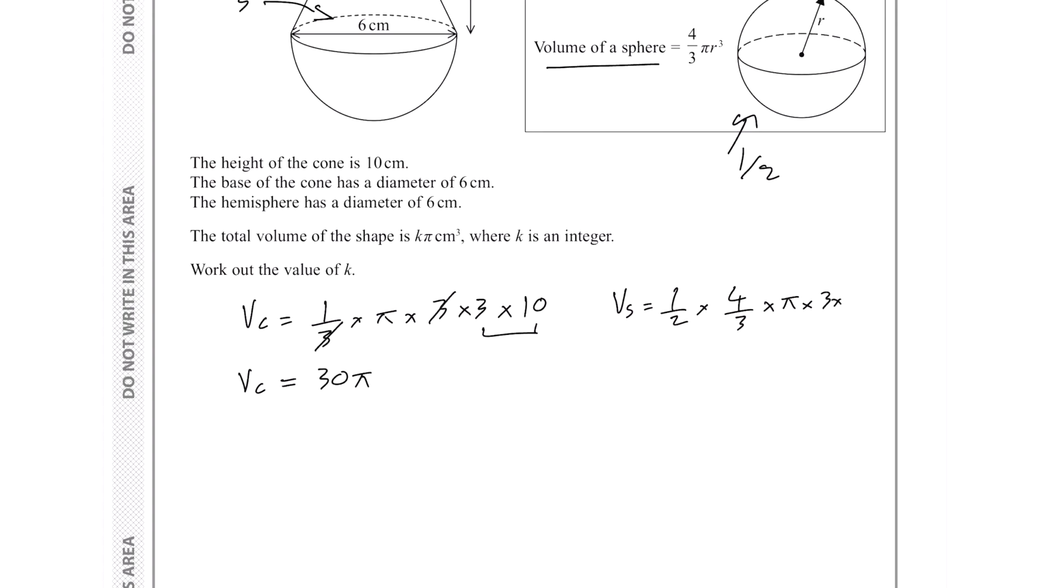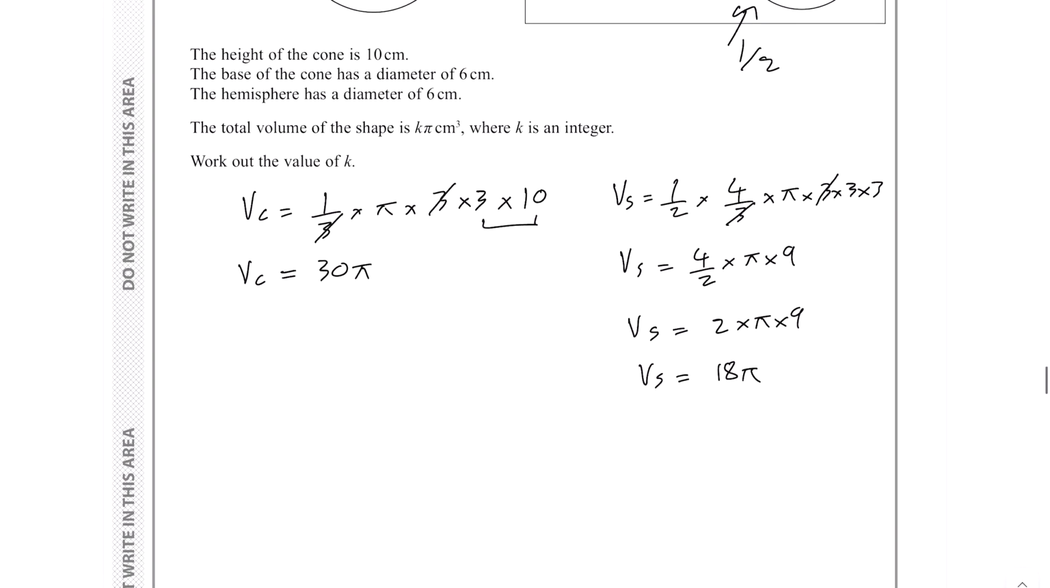Again, I'm going to write it as 3 times 3 times 3 because this time it's cubed. Again, I can cancel this 3 and this 3 out, so that leaves me with volume of a sphere is 4 over 2, which I'll simplify in a second, times pi times 9. The 4 over 2 can be written as 2, so that's 2 times pi times 9, which then leaves me with 18 pi.